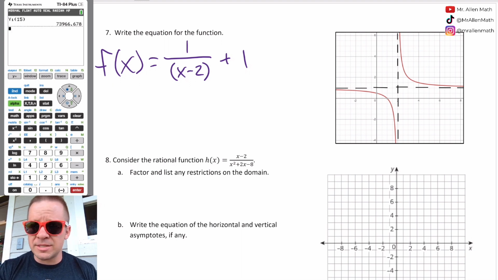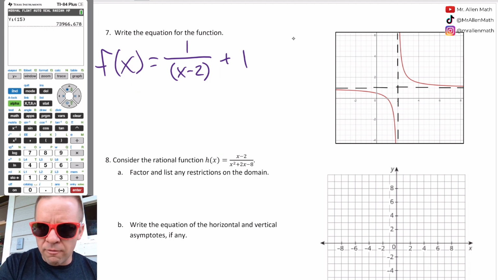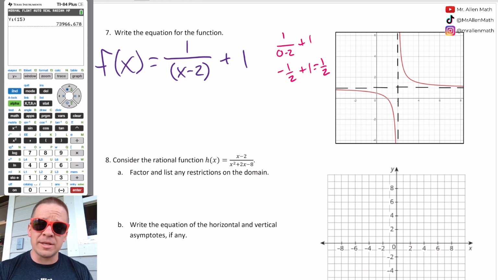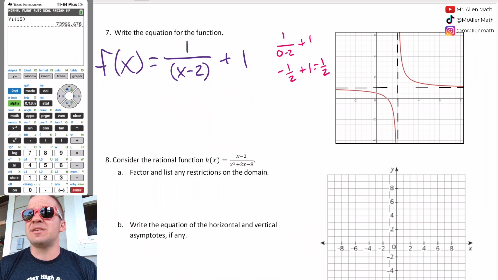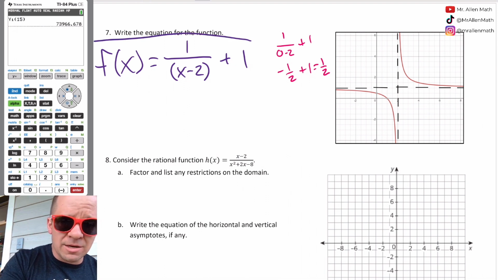If I plug in 0 for x, I should get 0.5 for y. So let's see if we get that. Let me do it off to the side here. I'm going to have 1 divided by 0 minus 2, plus 1. That's negative 1/2 plus 1, which equals positive 1/2. Did I get the output that I wanted when plugging in 0 for x? Yes. Beautiful. So I think this one's all set to go. We tested a point. That's great.